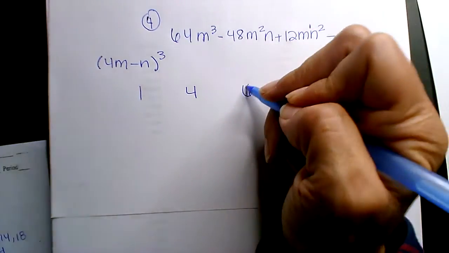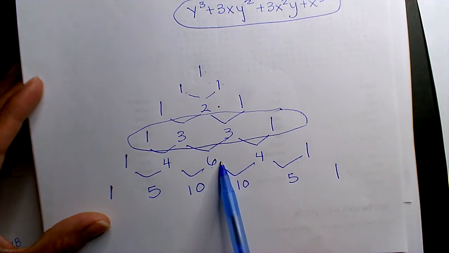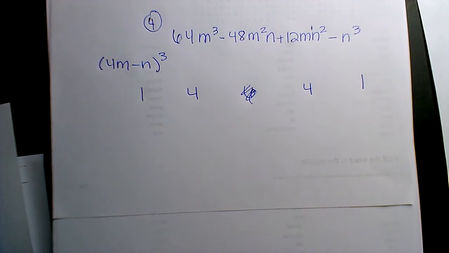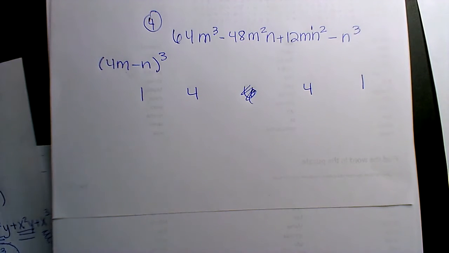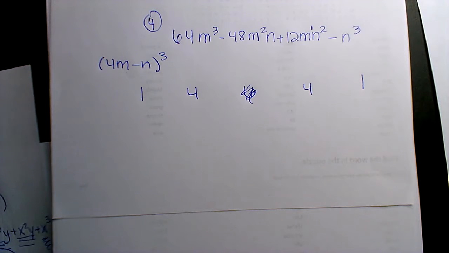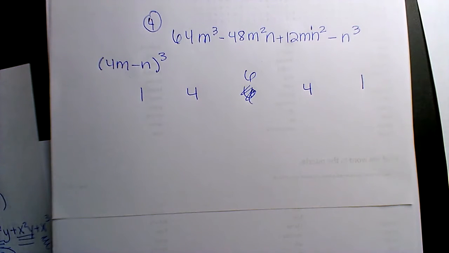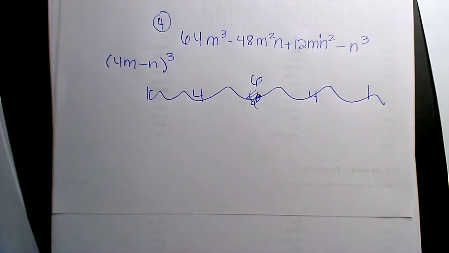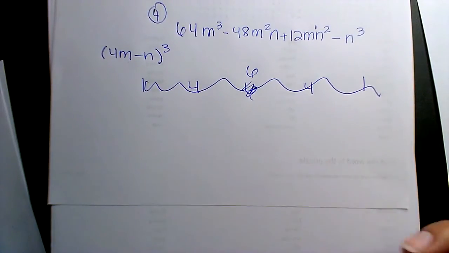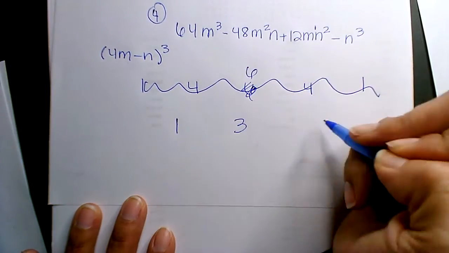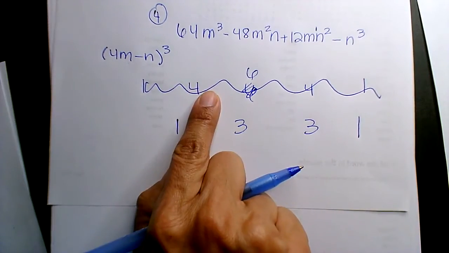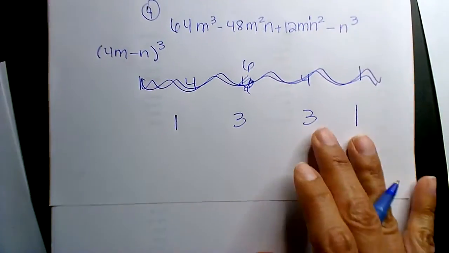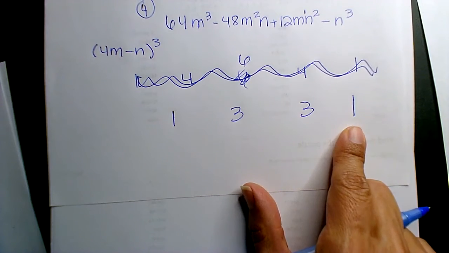Why is there a 6 there? Wait. 1, 4, 6, 4. No, that's right. So what's missing? Oh, I'm doing 4s, you guys. It's a 3. Oh my goodness. In my head, there are so many 4s, I'm thinking it's a 4. It's a cube. Sorry. The 4 made me think it's a power of 4. It's exponent 3, so 1, 3, 3, 1.